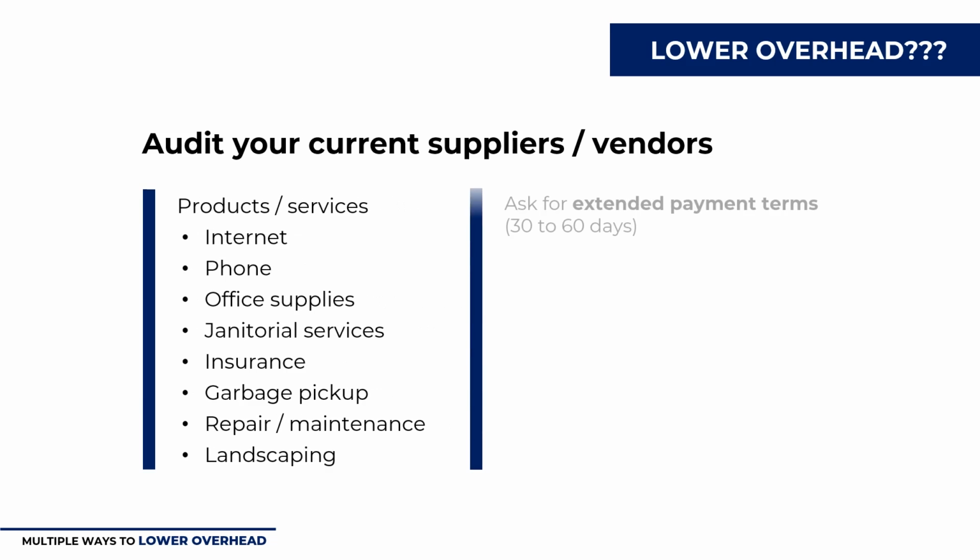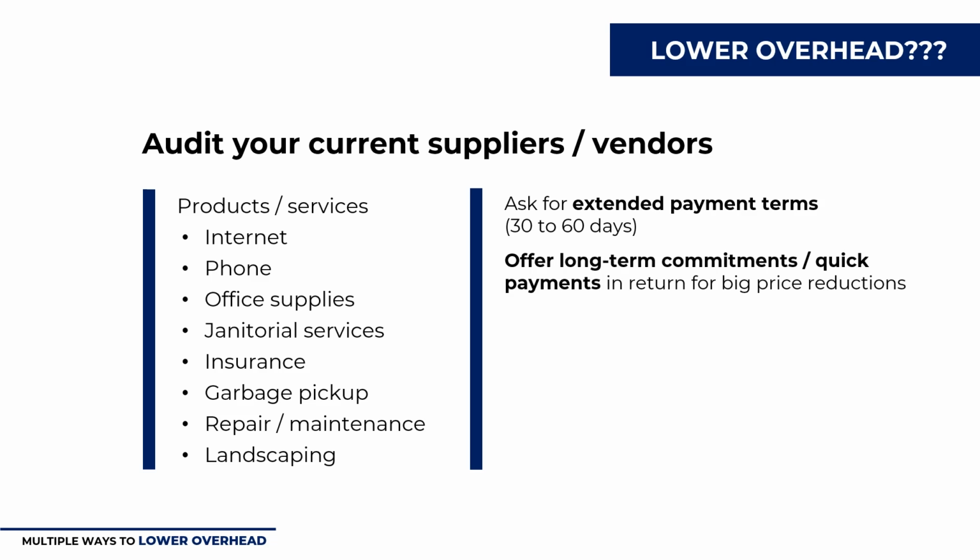Ask for extended payment terms. If the provider asks for payment on delivery, inquire if they will give you terms of either 30 or 60 days. Now, this should be a major consideration when negotiating a change in vendors. To obtain additional discounted pricing, offer long-term commitments coupled with quick payments. Definitely insist on this concession in the event you can't negotiate extended payment terms.